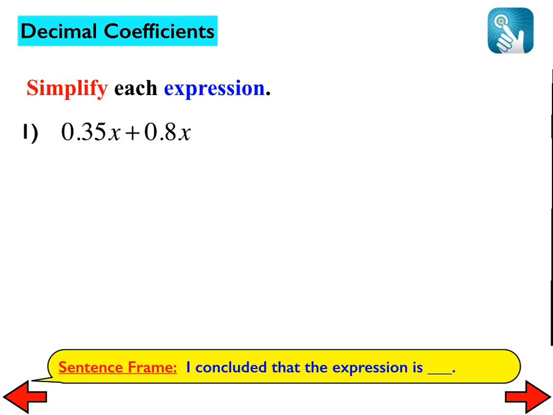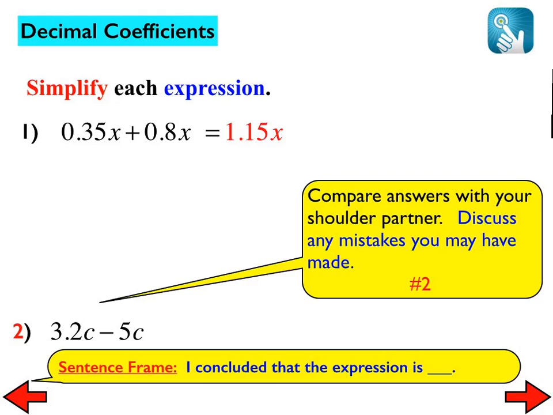Both of these terms are like terms because they have the same variable, which is x, and they're both x to the first power. Daniel, what does that expression simplify to? And use the sentence frame, please. I concluded the expression is 1.15x. Very good. 0.35 plus 0.80. Remember, make the same number of decimal places. That is 1.15x. Everybody try number 2.